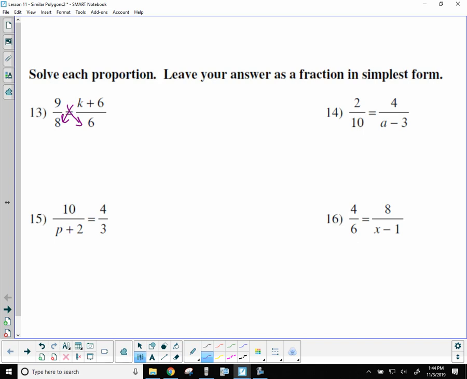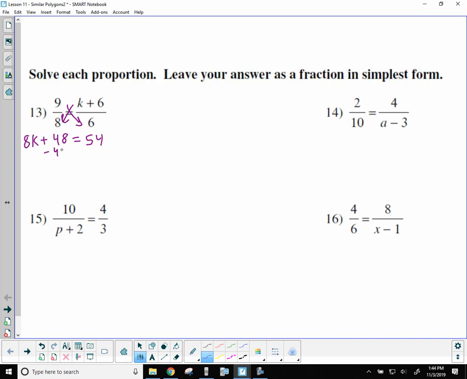So, cross multiply, you ask yourself, what's 9 times 6? Good, 54. That was the easy side. Don't forget, 8's not only being multiplied by k, but 6 as well. So what's 8 times k? 8k. 8 times 6? Good, 48.